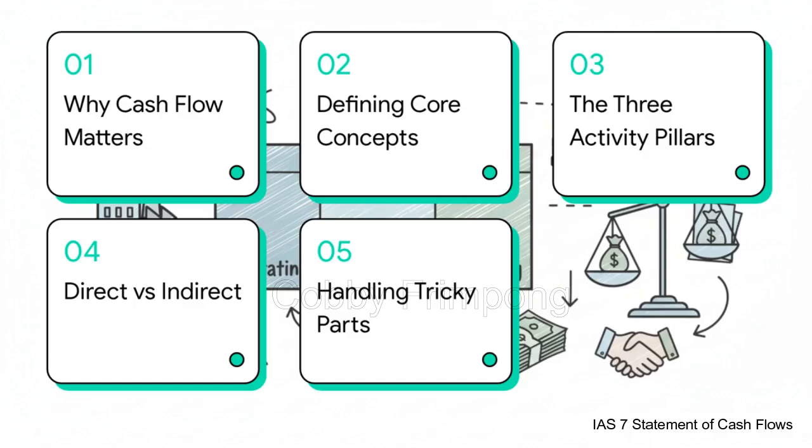In this lesson, we are going to break down one of the components of a complete set of financial statements, the statement of cash flows, all guided by International Accounting Standard 7. First, we will cover why cash flow is such a big deal. Then we will define all the key terms you need to know. After that, we will jump into the three main pillars of activity, compare the two different ways to report them, and then wrap up some of the trickier details.